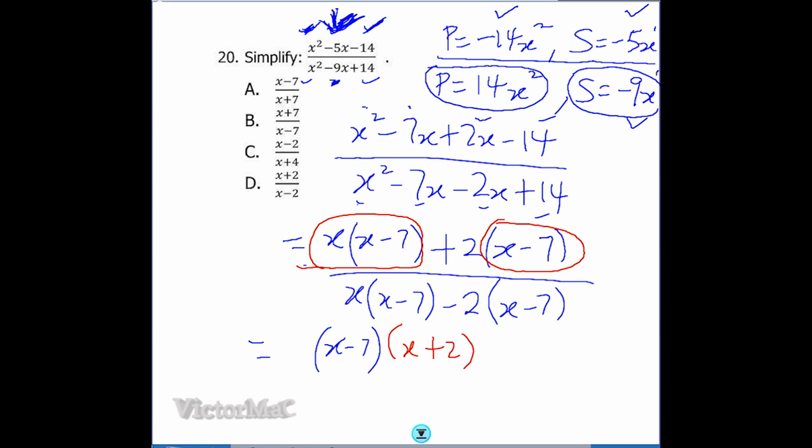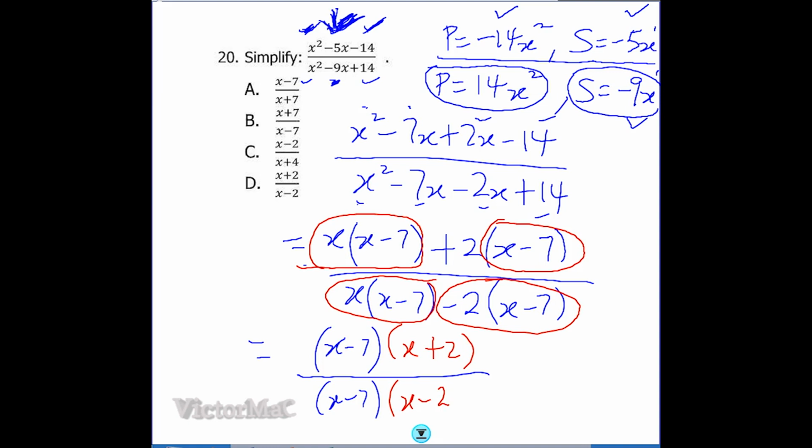Alright, and then for the denominator too, x minus 7 is common. When we divide the first term by x minus 7, we have x left as a quotient. Also when we divide the second term by x minus 7, we have minus 2 left. And what we cancel out here is this common factor. So the final answer is x plus 2 over x minus 2, and that's option D. The correct option is option D.